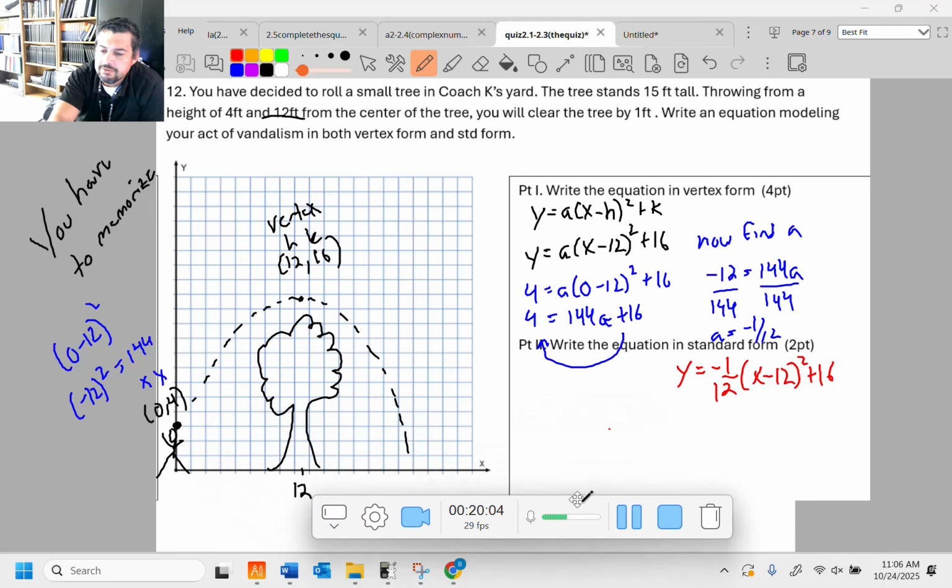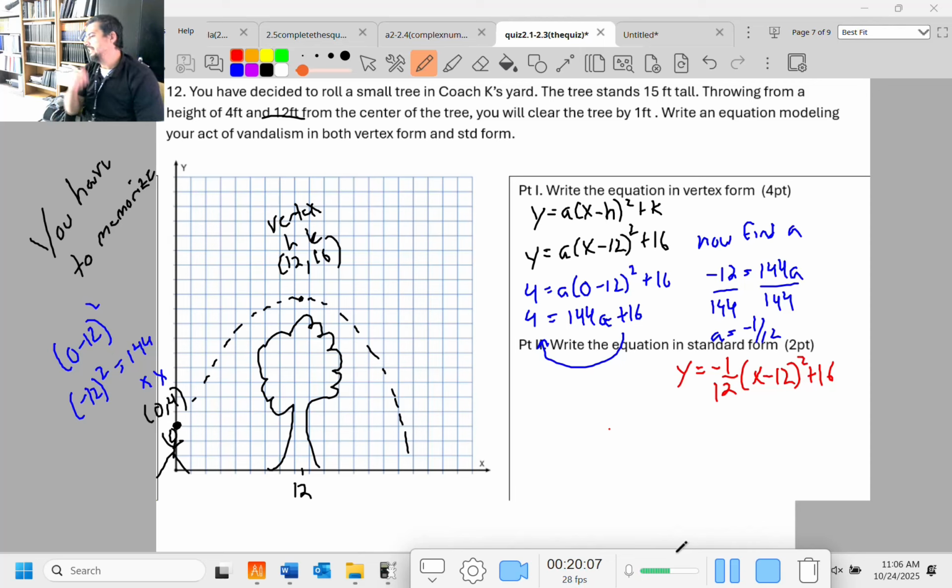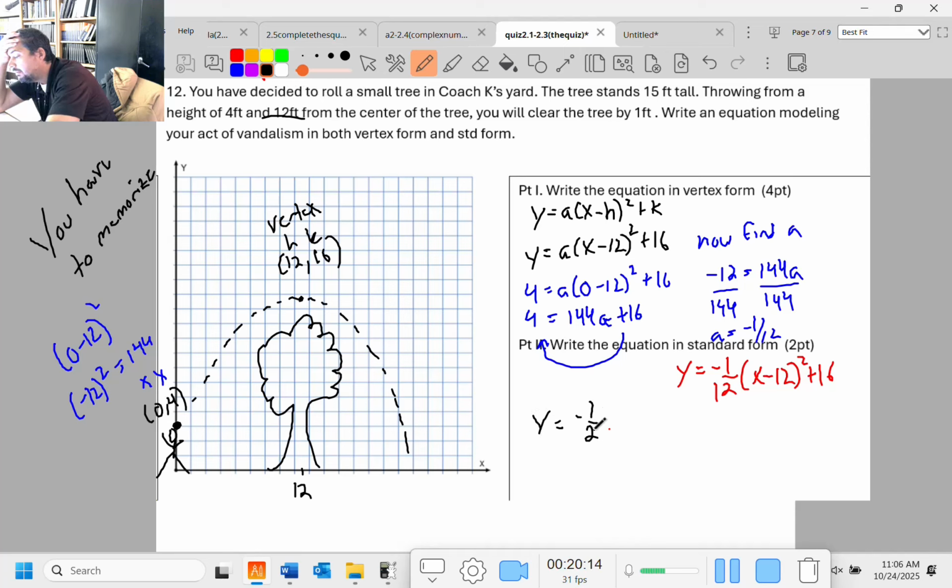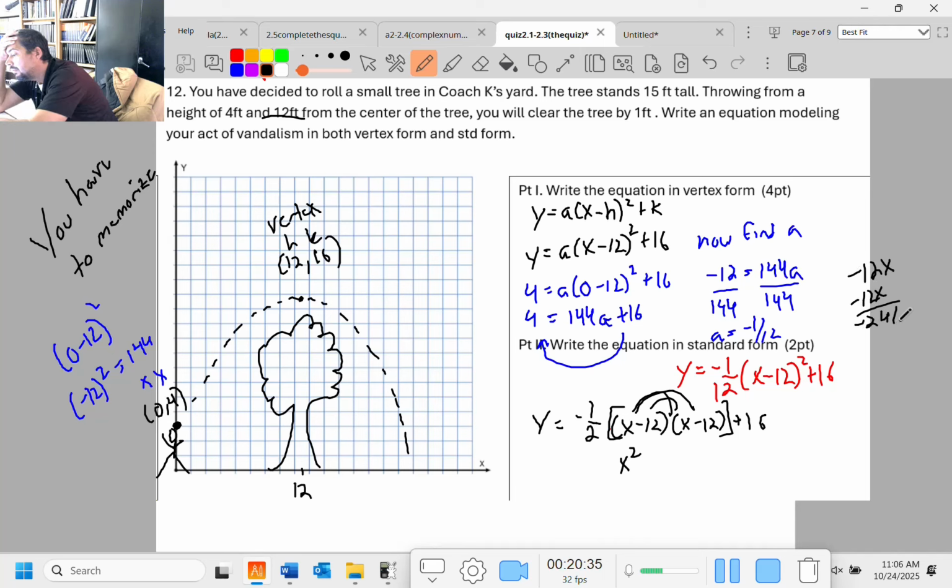All right, rewrite it in standard form. I think I saw 2 kids write IDK. If something is squared, I've said this repetitively and I'll keep saying it for a long, long time, it means you write it twice. That's what it means. And we'll just do the FOIL method here. X times x is x squared, minus 12x on the inside, minus 12x on the outside, which is negative 24x. And then a negative 12 times negative 12 is plus 144.